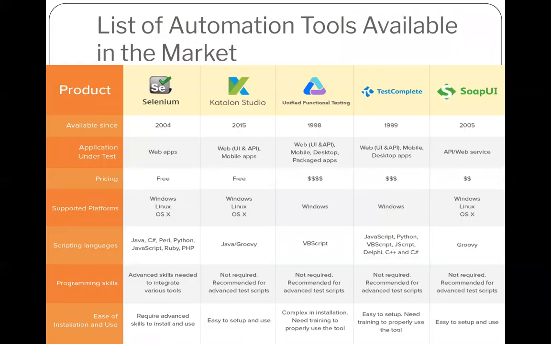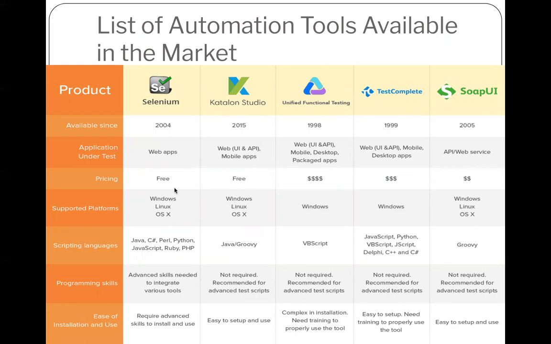These are the different automation tools available in the market. We have Selenium, Katalon, UFT, Test Complete, and SoapUI. But apart from these, Selenium is the best tool for learning automation because it is open source and it supports a lot of programming languages. Selenium is open source, and Katalon is also open source, but it has limited features in the open source version, and the rest are paid versions.